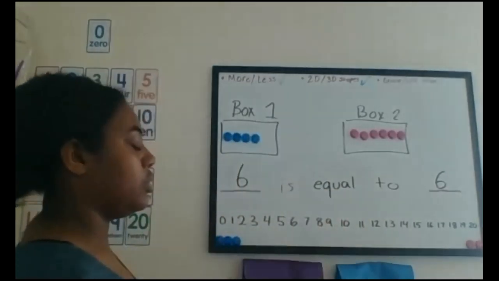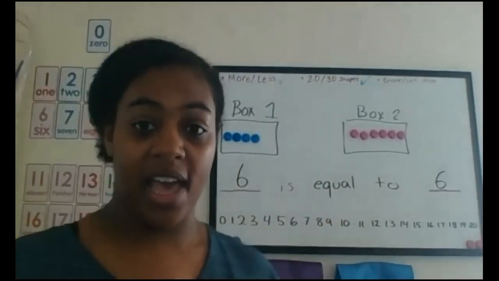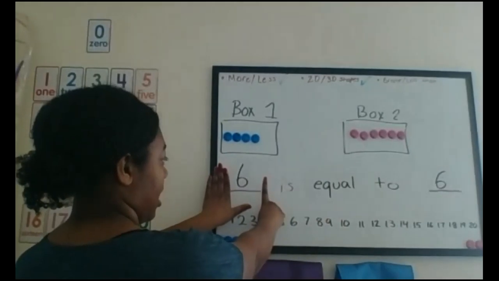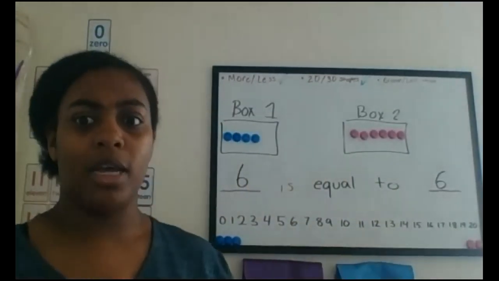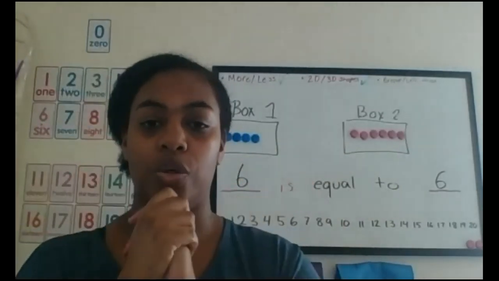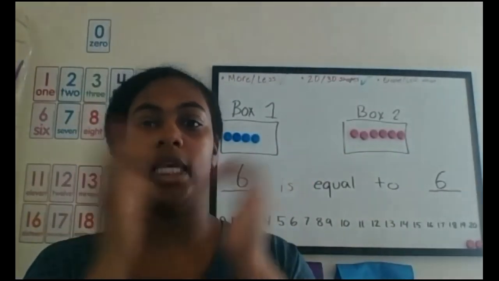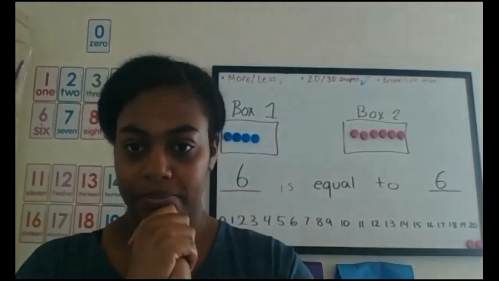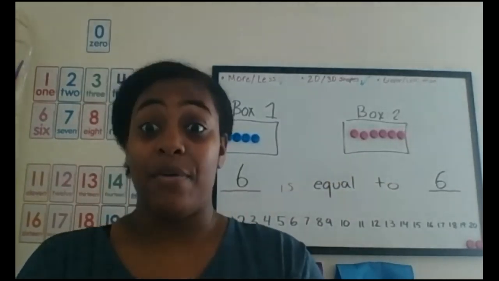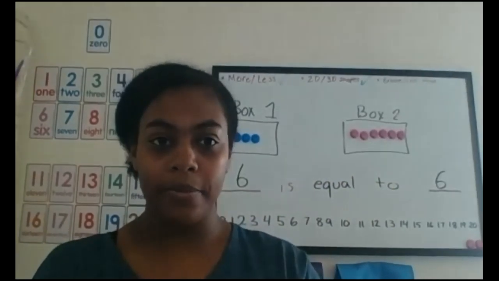Six is equal to 6. If I have 6 on this side and 6 on this side, it's the same number. It is equal to 6. 6 is equal to 6. It is the same number. Excellent. That was our last problem.